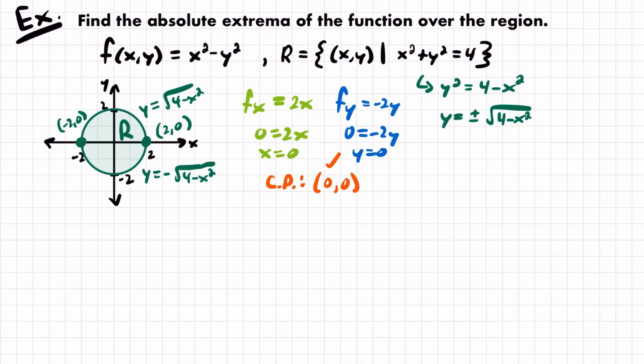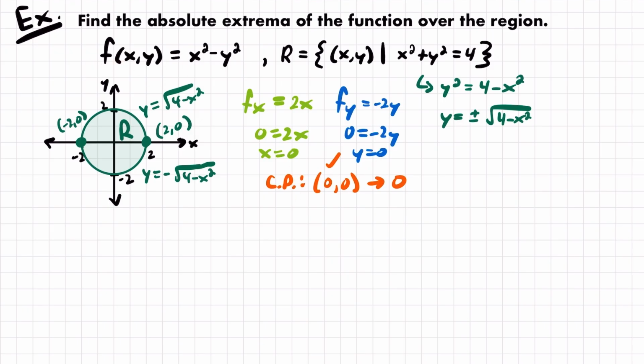And so you do want to plug it into the multivariable function to get its z value, because we're going to compare that to the other points we find later to see where our absolute extrema are. And so plugging in 0 and 0 for x and y here, you'll get an output of 0. That's the z coordinate for that point. All right, so we're done with that. We have now considered the critical points of this multivariable function.